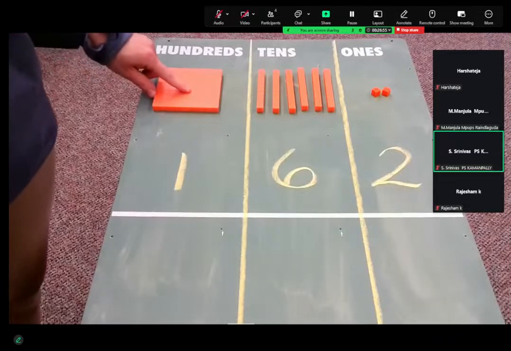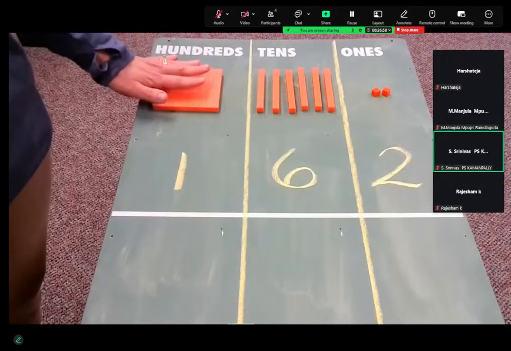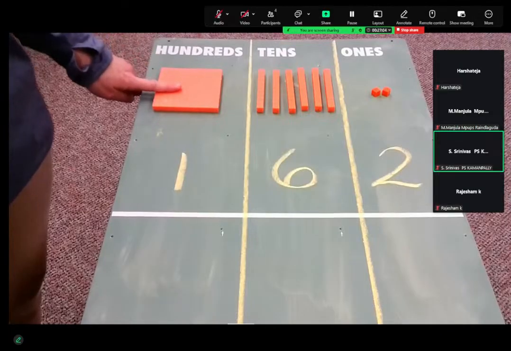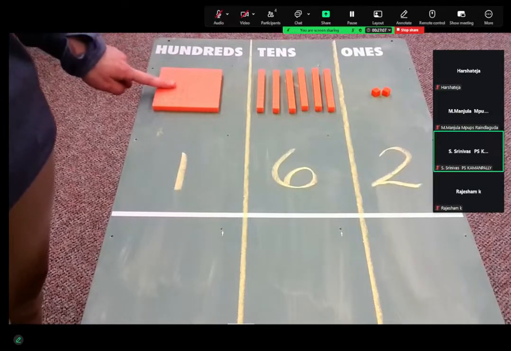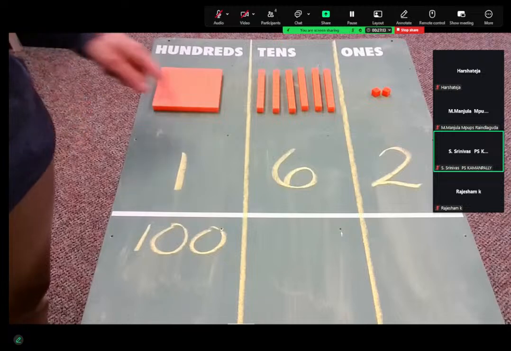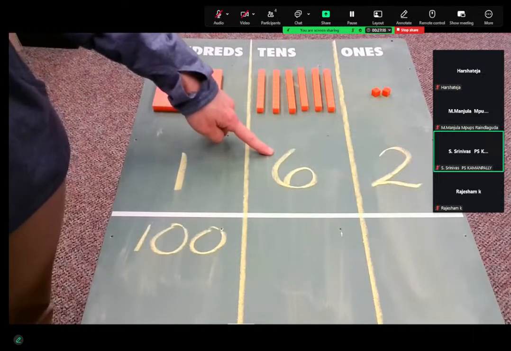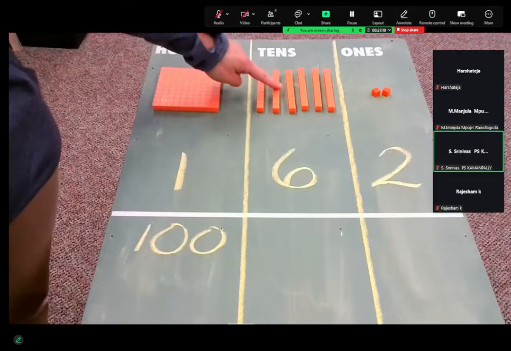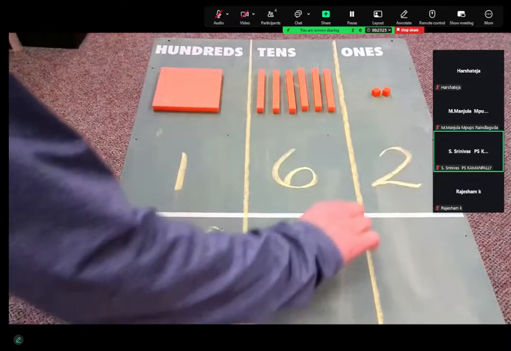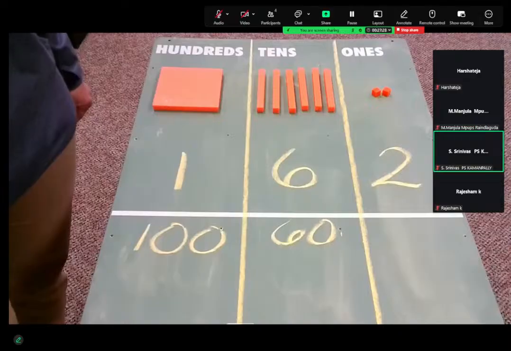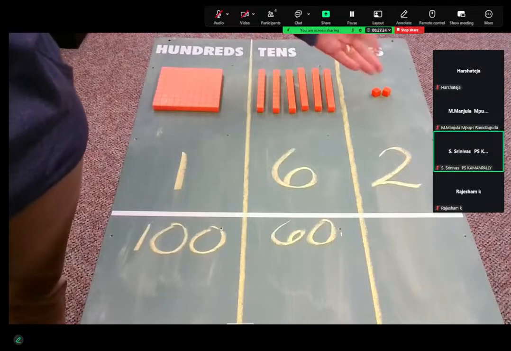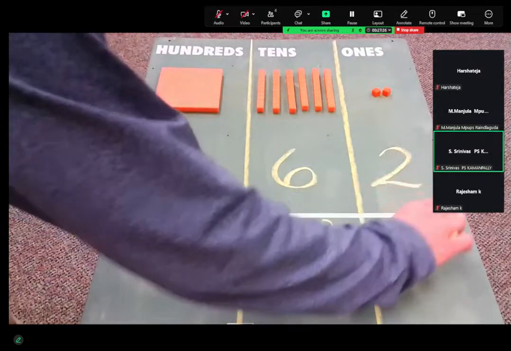So remember, our count will change now. So instead of me just counting the number of blocks I have, I'm going to count by its true value. So if this is 1 hundredths block, it is worth 100. If these are 6 tens blocks, I want to count them by tens. 10, 20, 30, 40, 50, 60. These are my 2 ones blocks. I'm going to simply count them by ones, which will still be 1, 2. That will not change.